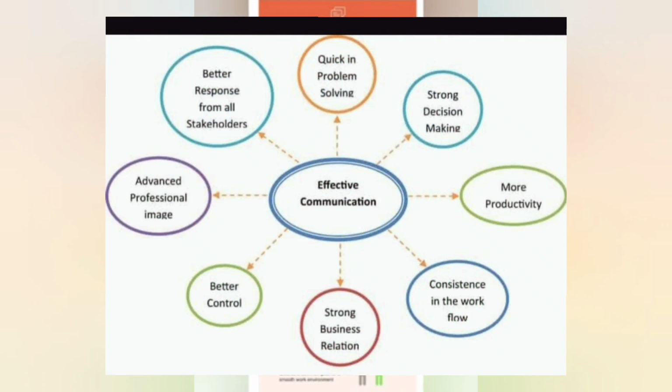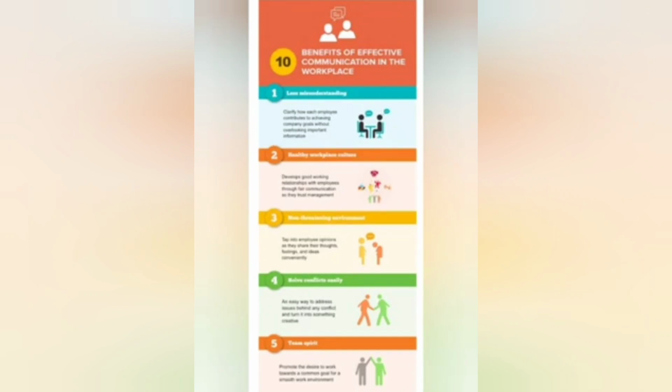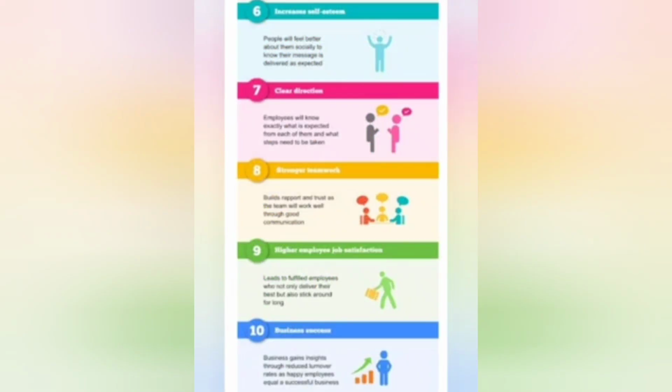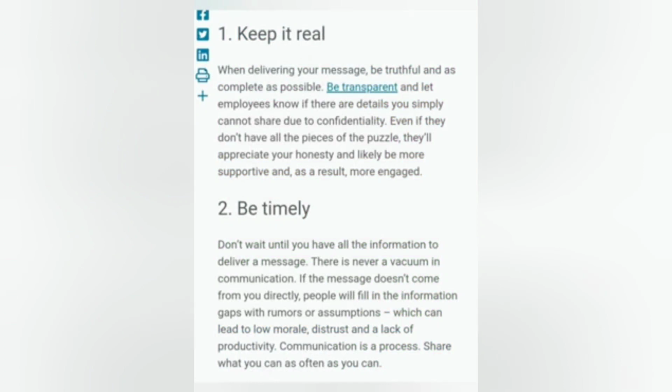So as you can see, there should be less misunderstanding, a healthy workplace culture, and a non-threatening environment, and it should solve conflicts easily, and the team spirit should be there, so that it will enhance our effective communication. Good communication also increases our self-esteem and clears our direction. With proper and effective communication, we understand our direction, there will be stronger teamwork, because everybody is communicating in a proper manner, it will lead to proper work, and job satisfaction will be there, and business success will be there if the business goal is properly communicated. So this is what you need to write about how to improve communication effectiveness.